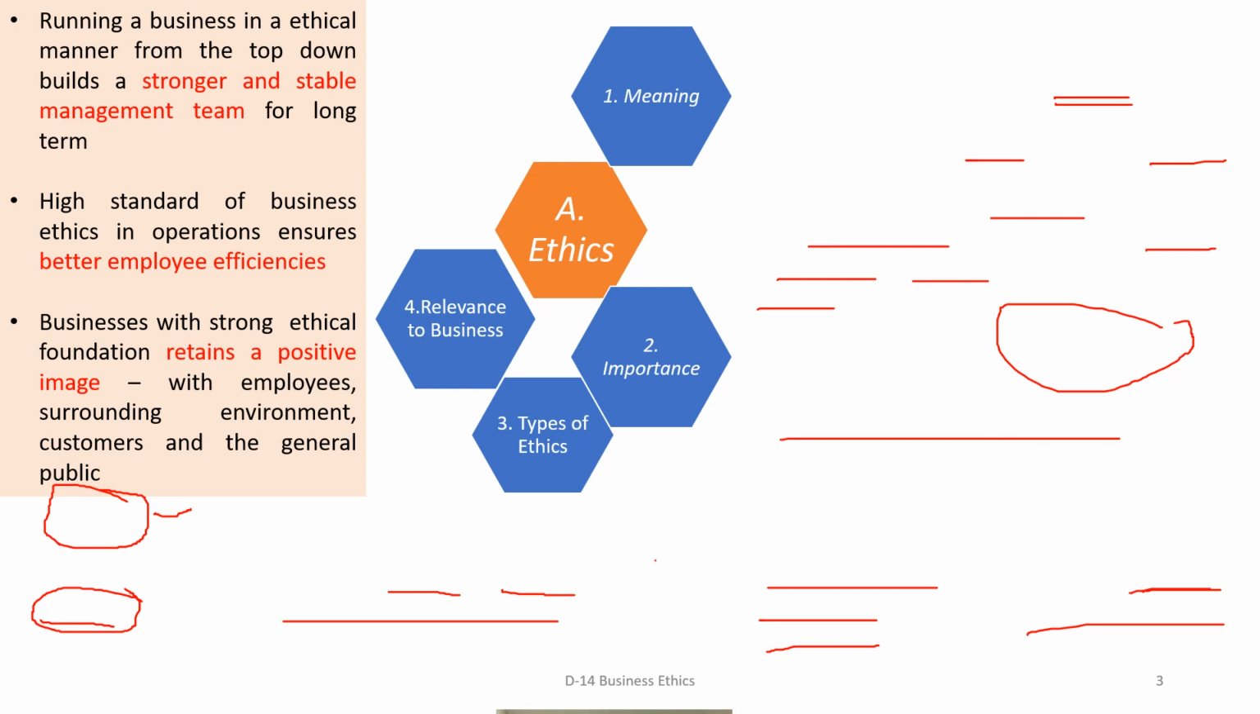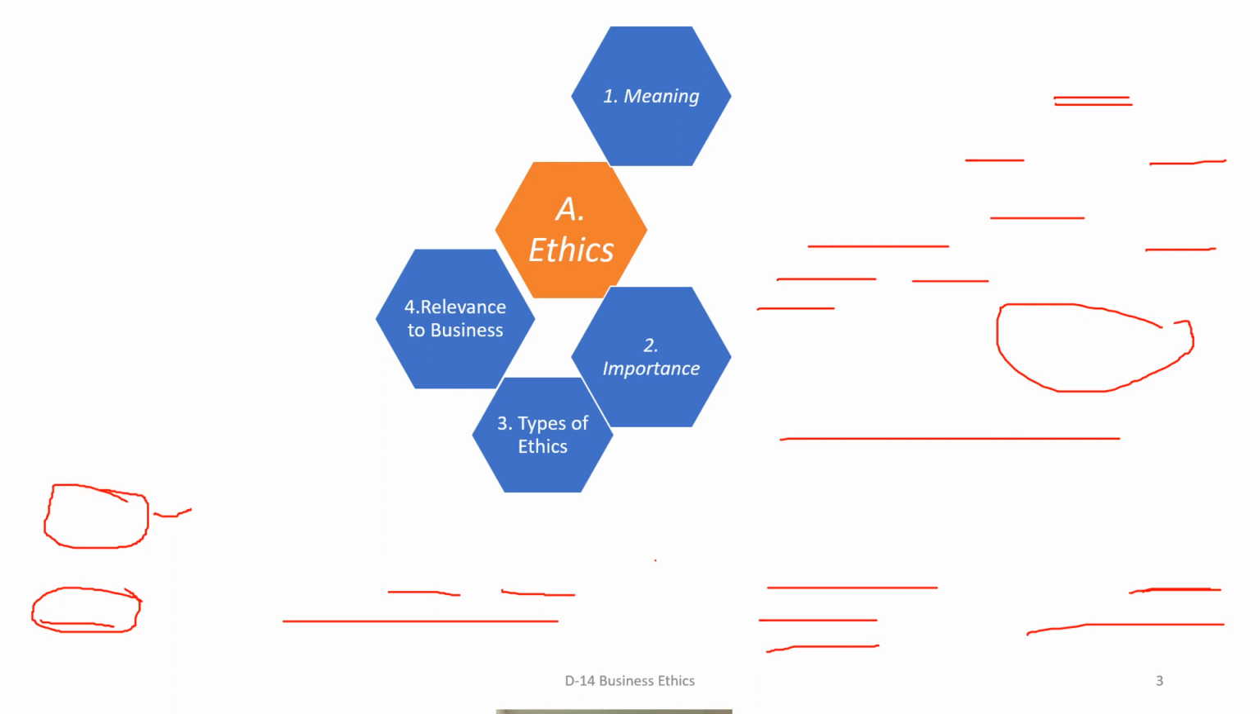Second, once people within an organization work to ethical requirements and they are very focused on it, it gives them a lot of confidence. And a confident person focuses to achieve the best in his operations, and that ensures that we have got the best employee efficiencies coming out.